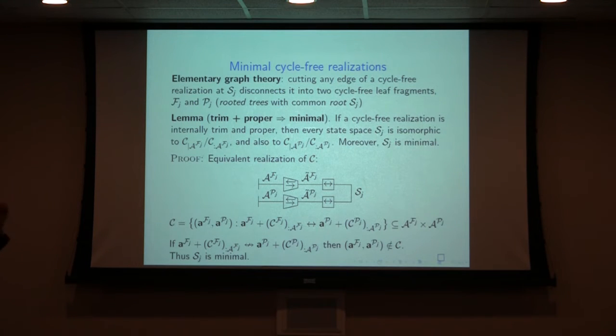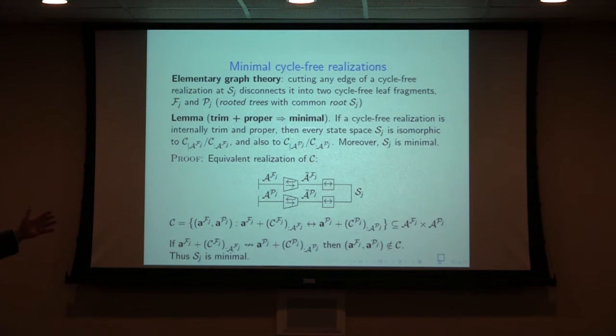Then, from the previous theorem, every state space is isomorphic to a certain quotient group defined on one half of it, which I might call the past, and also to another quotient group on another half of it in the future. And moreover, S is minimal. And here's the proof.